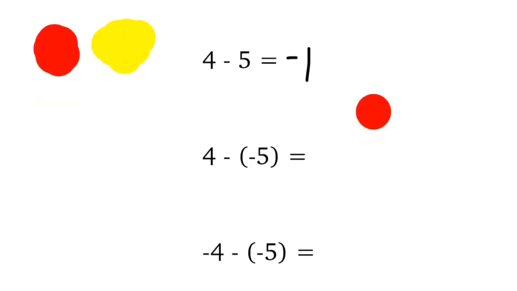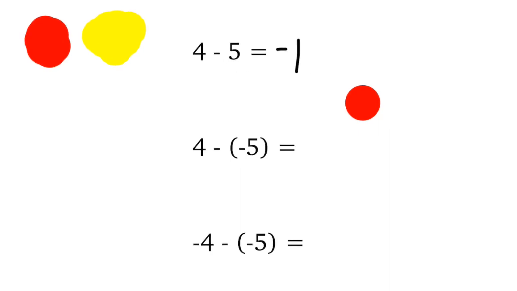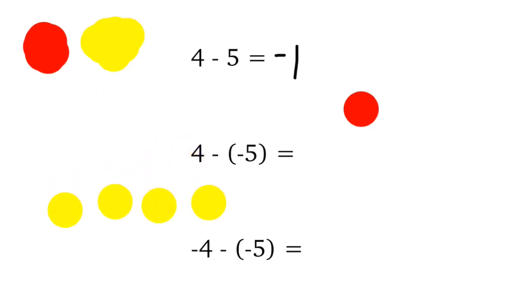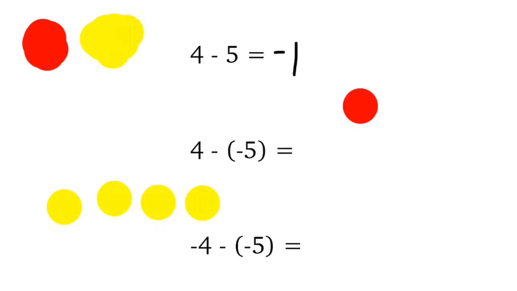All right, let's try another problem. Pause the video and try number 2 on your desk. So in this problem, once again, we are starting with 4 positive counters. Except this time, we are taking away 5 negatives. This time, I have no negatives on my board to take away. So that means I need 5 negatives through my zero pairs.